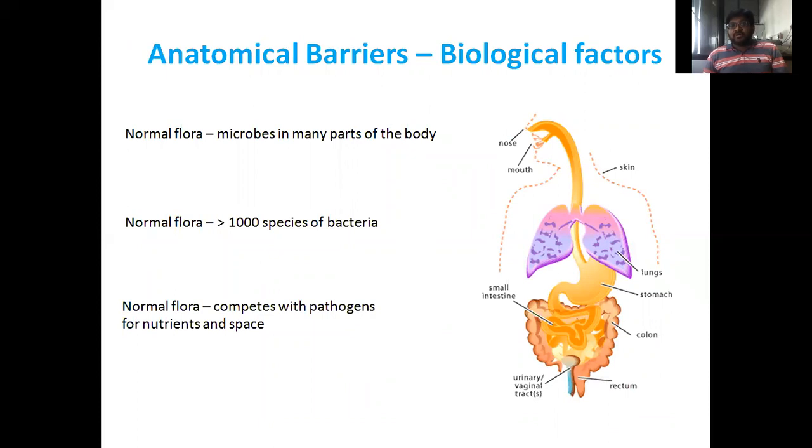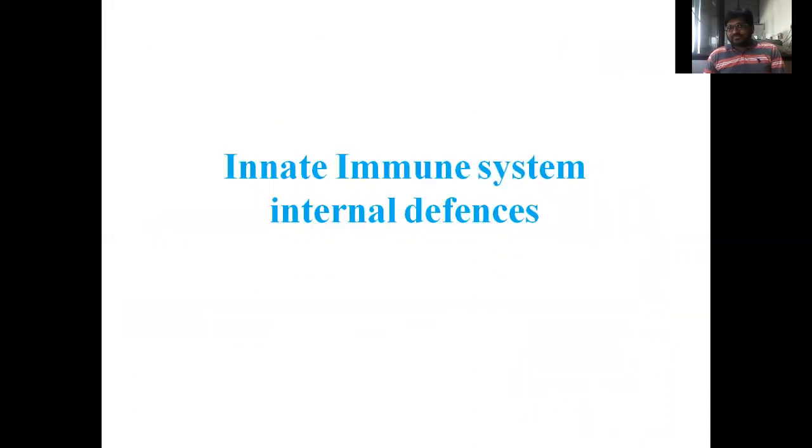Anatomical barriers as biological factors. As a normal flora, microbes are present in many parts of the body. They are not harmful, they are not pathogens, but they are present on the body surface. There are more than a thousand species of bacteria of the normal flora present in our body, and they compete with the pathogen for nutrients and space. So this is an external factor that can act as an anatomical or physical barrier.